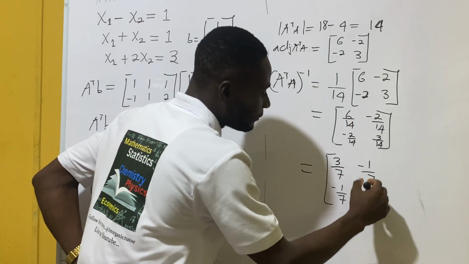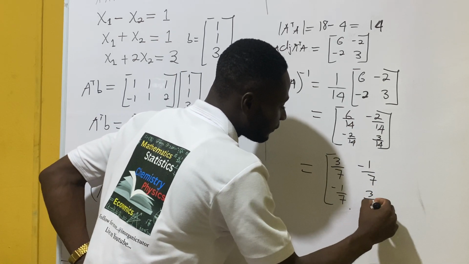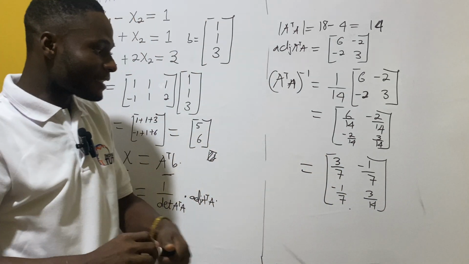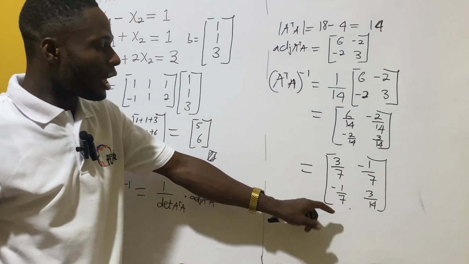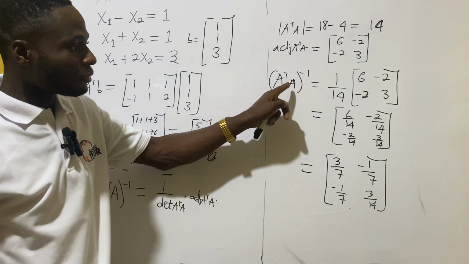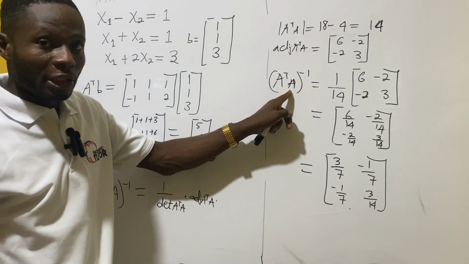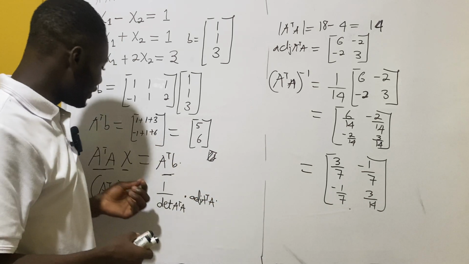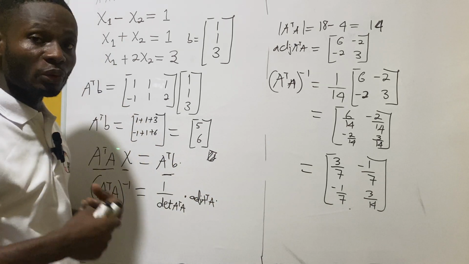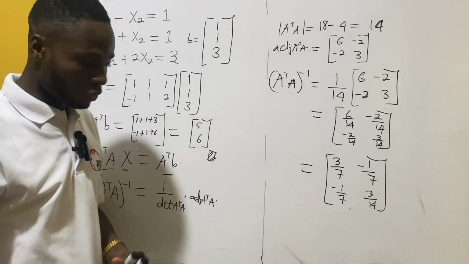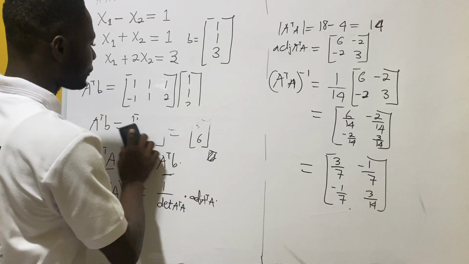Then we have 3 over 14, right? So this is the transpose, the inverse of A transpose times the matrix A. So this is the inverse. Okay. So once we have the inverse, we can go ahead and find the unknown variables.